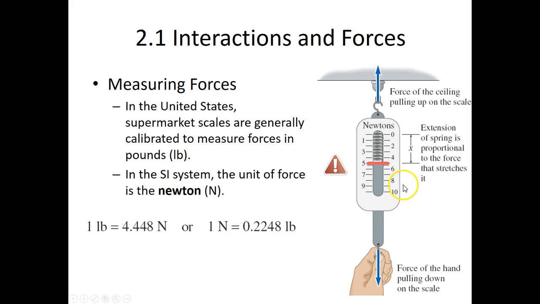For measuring forces in the United States, if you go to the grocery or anywhere else, we measure forces in pounds. But in this class, we're going to measure forces in units called newtons. Notice that there's a lowercase n here, but in the abbreviation we use the capital N. A pound is about 4.448 newtons, or a newton is about 0.2248 pounds. So a newton is about a quarter pounder.